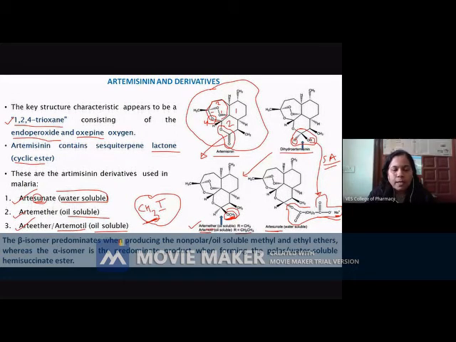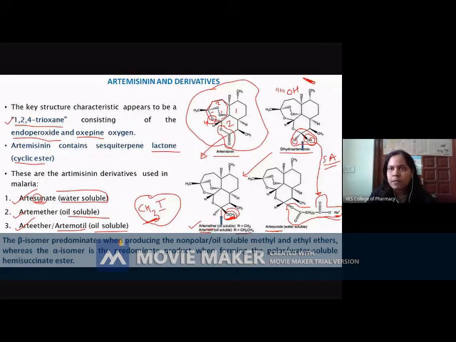So, what is observed is that whenever you are using such a compound, that is dihydroartemisinin, when you are preparing the oil soluble ethers, that is either the methyl ether or ethyl ether, the beta isomer predominates. What I mean is that this hydroxyl group in dihydroartemisinin could be in the alpha form. Alpha means you will show it with the dotted line, right? This way. So either it would be in the alpha form or in the beta form. Beta form you show with the solid bonds, right?